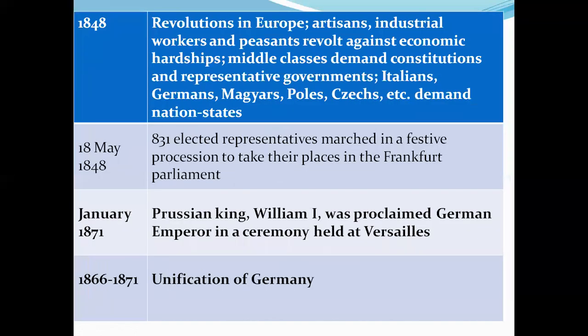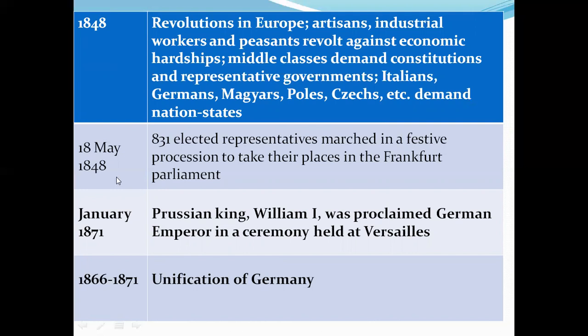1848, hunger, hardship. Revolutions in Europe: artisans, industrial workers and peasants revolted against economic hardship. Middle classes demanded constitutions and representative governments. Italians, Germans, Magyars, Poles, Czechs, etc. demanded nation and state.